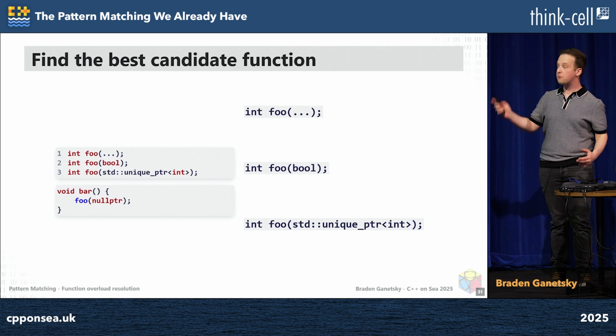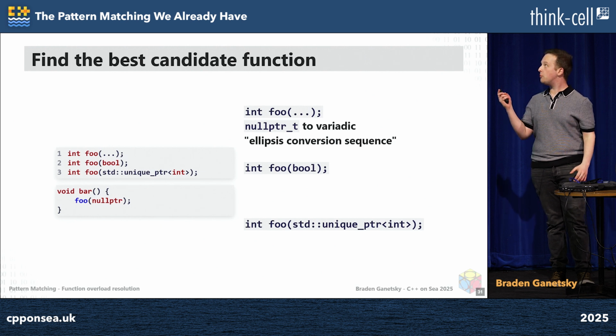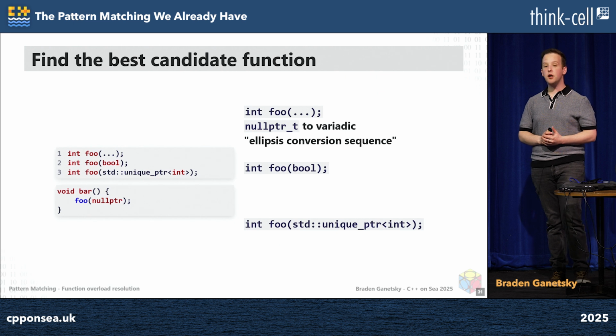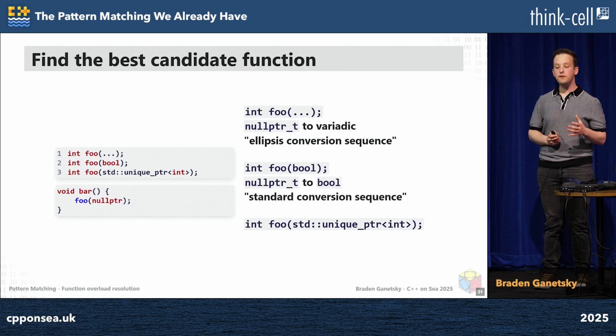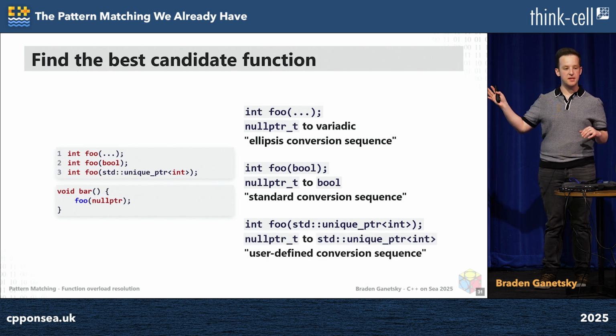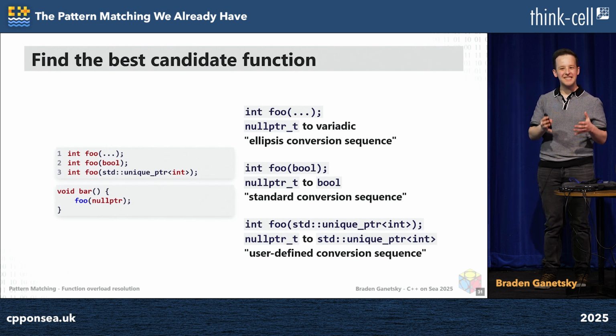So for the ellipsis parameter, this is what's called an ellipsis conversion sequence. So this is a null pointer t to C variadic. It's called ellipsis conversion sequence. If we are converting null pointer t to bool, this is a standard conversion sequence. And if we're converting null pointer t to unique pointer, this is a null pointer t to unique pointer user-defined conversion sequence. Now, within each of these types of conversion sequences, yes, there is a ranking.